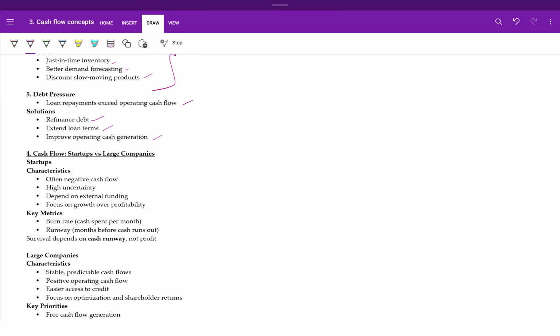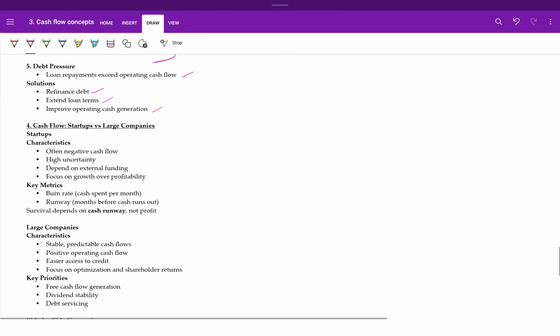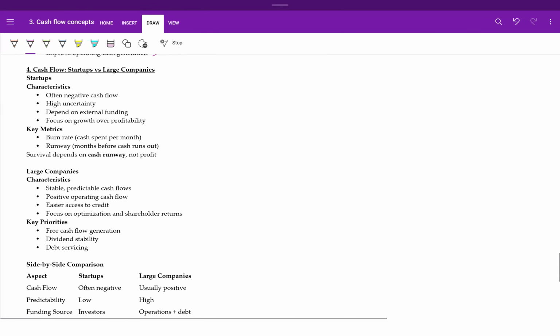All right then. Let's discuss cash flow: startups versus large companies. This is going to be a small case study which I have prepared.